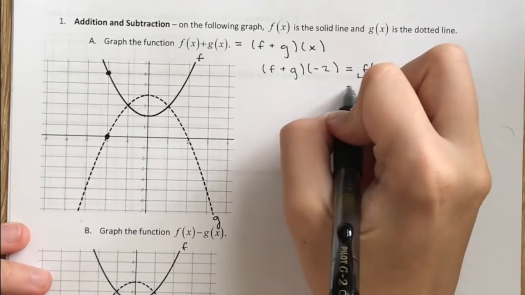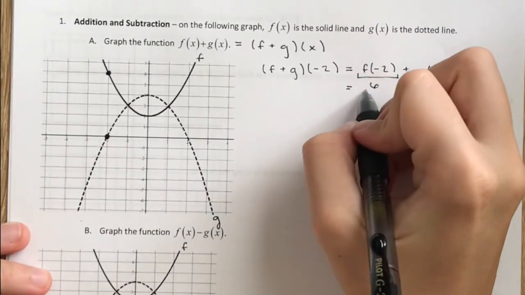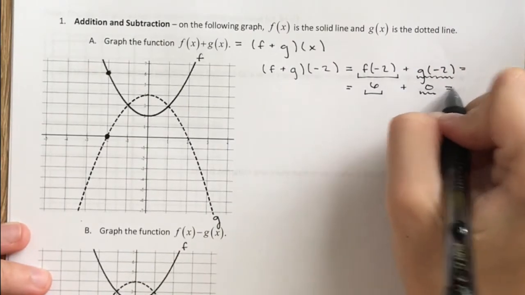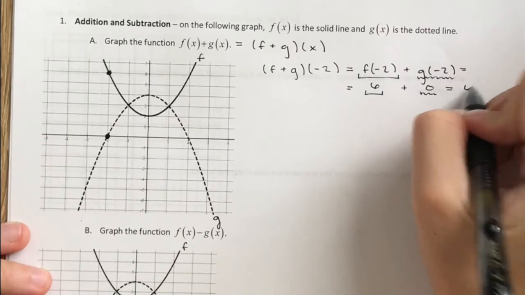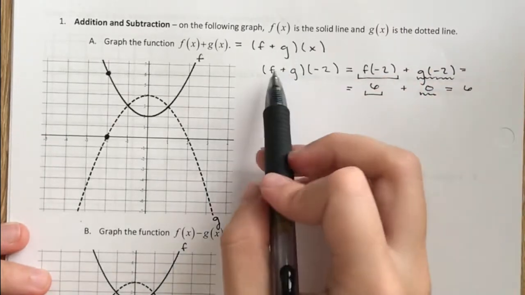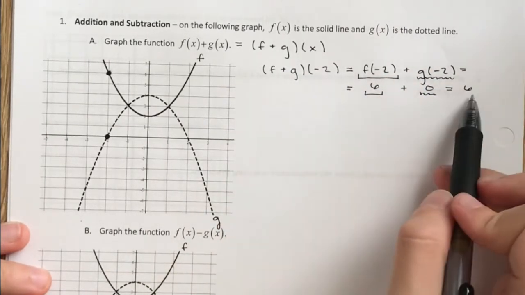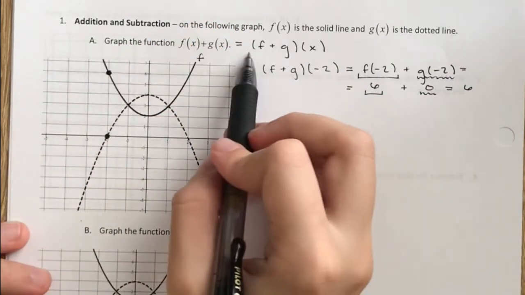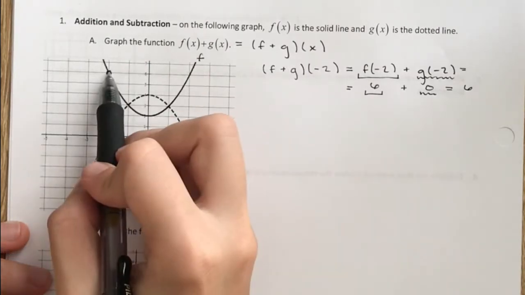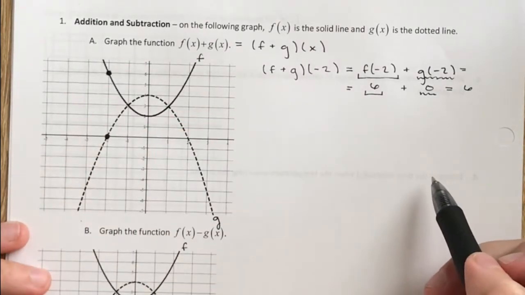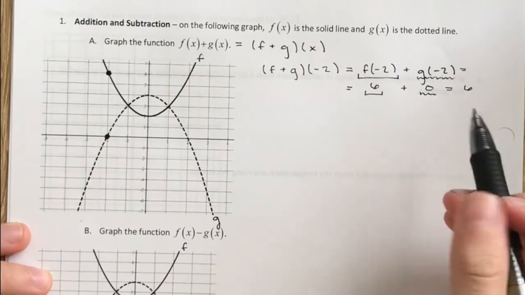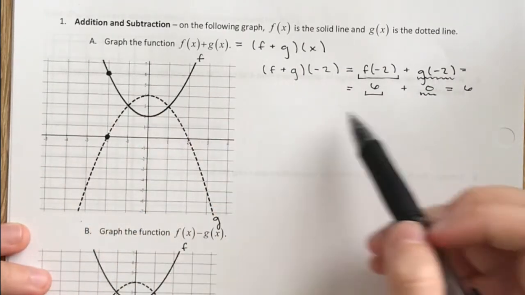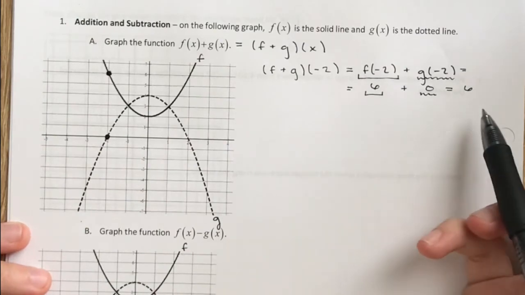So, f of negative 2 plus g of negative 2, we can add them together. We end up getting 6. So f plus g of negative 2 is 6. So we're going to have a point on the graph of f plus g of x at negative 2, 6. So we're going to have to do this a few times, right, for all the points that we want to graph. So let's keep it organized.